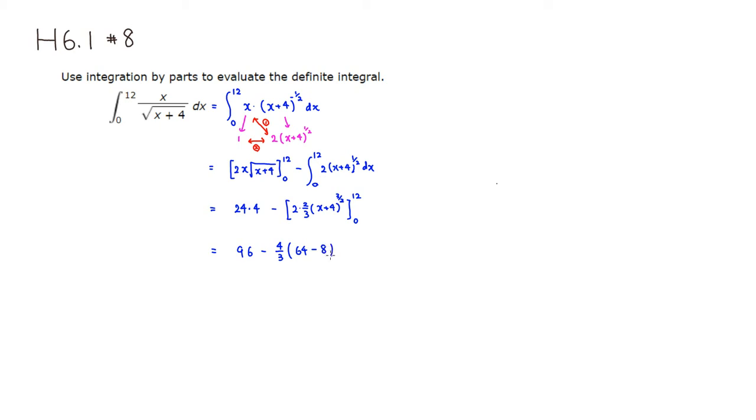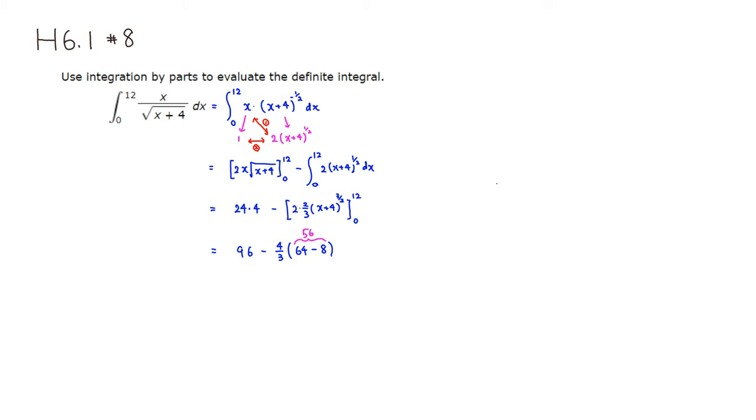So we have that. Alright, that's going to give you 64 minus 8, which would be 56. Then you multiply by that.